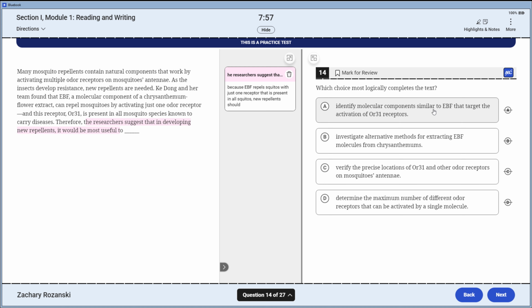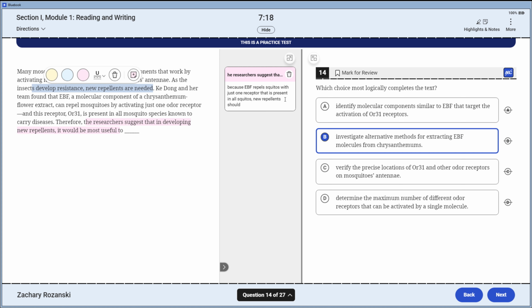Identify molecular components similar to EBF that target the activation. This seems gorgeous. Because it's really good at repelling them, new repellents should work similarly. When I read B, investigate alternative methods for extracting EBF molecules. I feel like both of these are chill. I want to understand a difference and eliminate one of these, similar to that last graph question, before I move forward so I don't get overwhelmed. Identify molecular methods similar to EBF that target the activation of OR31 receptors. Investigate. So do we want similar or more of the same? And then I'm going to go looking for an answer. I've already started reading here.